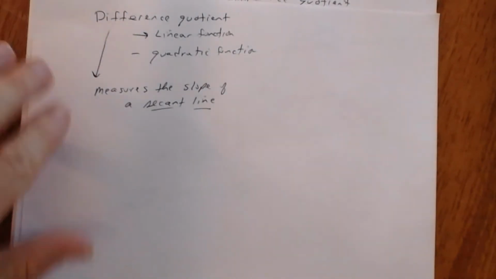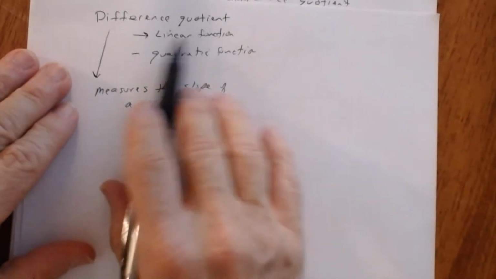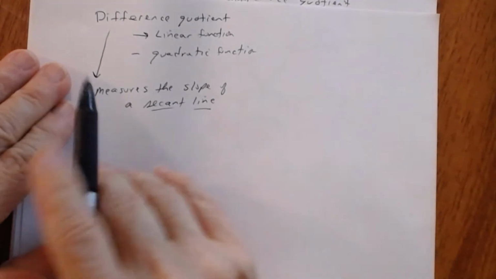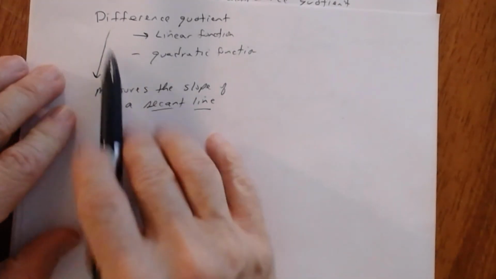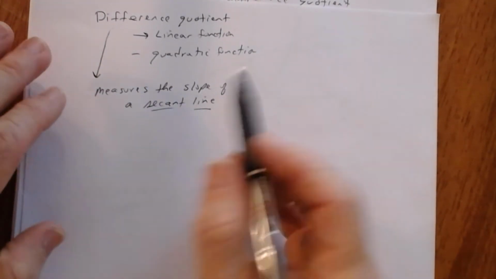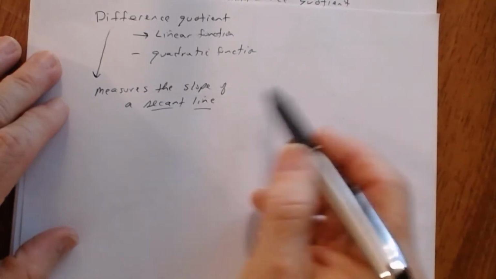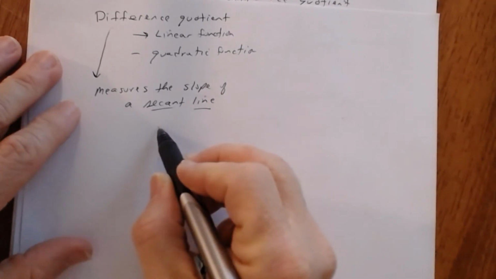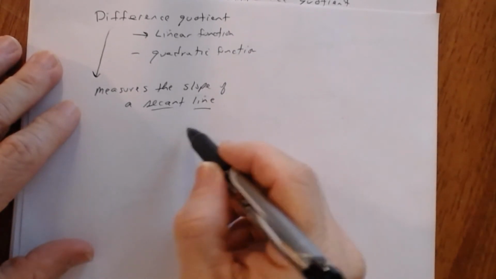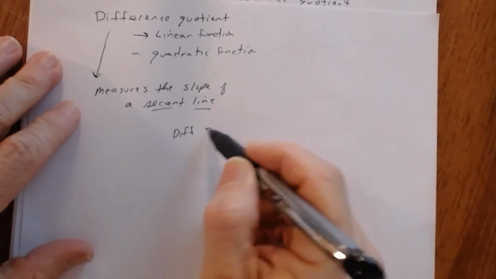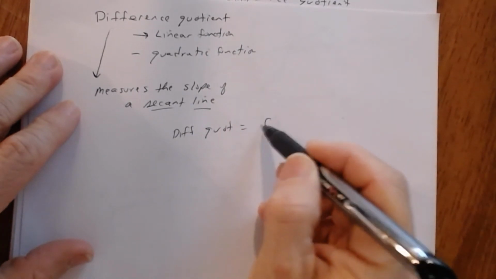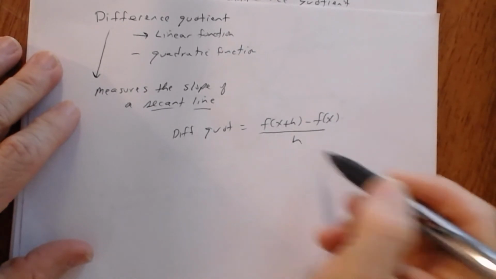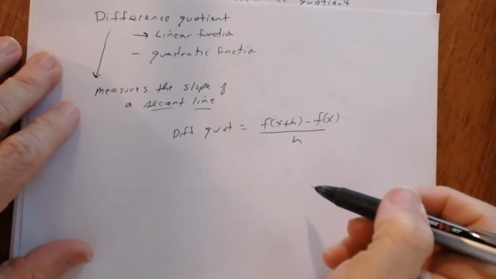So I am interested in finding the difference quotient of a linear function and a quadratic function. That's what I'm interested in. And so I know that the difference quotient is the slope of the secant line. So the formula for the slope of a secant line through any function is this: the difference quotient is going to equal f of x plus h minus f of x all over h. That's your difference quotient. Okay?